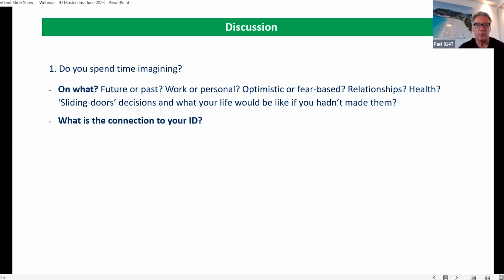Where is the focus? Is it future or past? Is it work or personal? Is it mostly around concerns, or is it more free and optimistic? And what's the connection that you see between where you spend the bulk of your time with it and your ID? And if it's something you don't do too much, how do you see that connected to your ID?